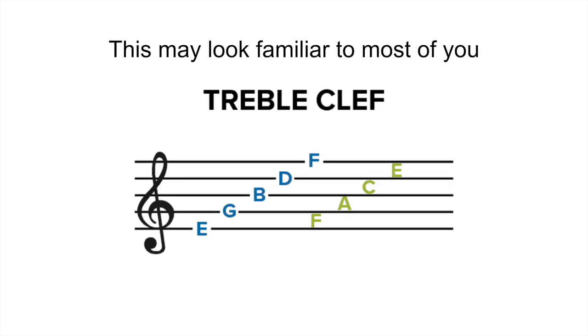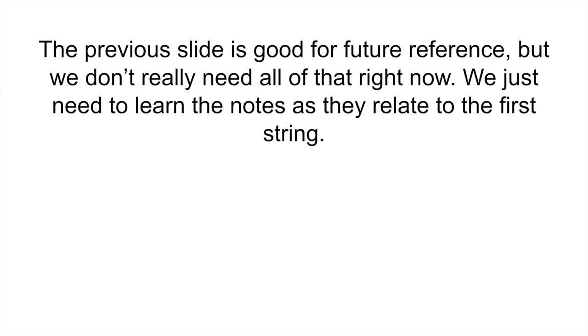This also may look familiar to you. The E, G, B, D, F: Every Good Boy Does Fine, or Elvis Goes Boogieing Down Fremont. You may have already heard some of those terms. And then, of course, the spaces are labeled FACE. The previous slide is good for future reference, but we don't really need to know all of that right now. We just need to learn the notes as they relate to the first string.